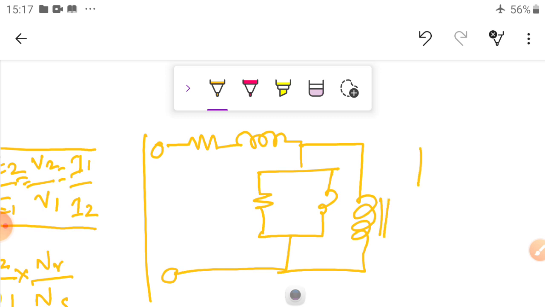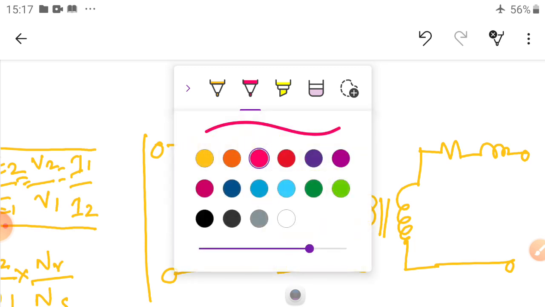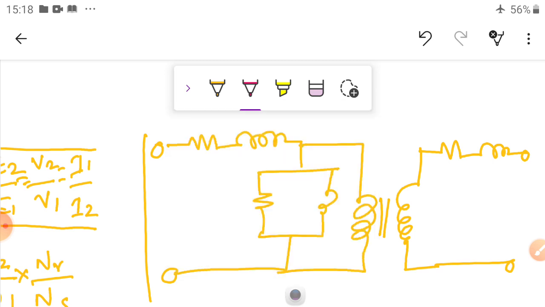Now we are going to connect this also. So what are these values? This is R1, this is X1, R0, X0. Now we apply voltage V1, the current flowing is I1, and the current flowing through this one is I0.